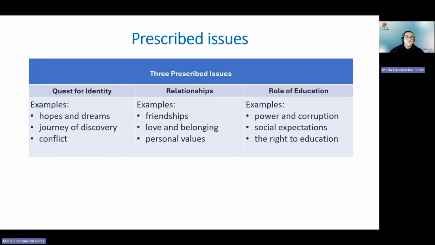Now, for the prescribed issues, there are 3. So we're exploring the quest for identity, relationships, and the role of education. And within those are the subheadings and examples that you can see on screen now. We explore a range of issues, and we also look for related texts to accompany our novel study. So we encourage students to explore film, media, and other prescribed issues and identify those to bring into your ideas.